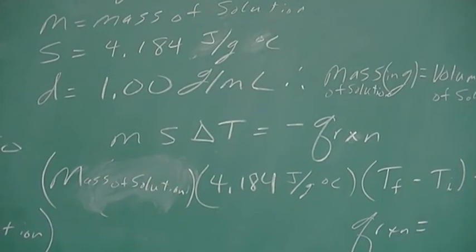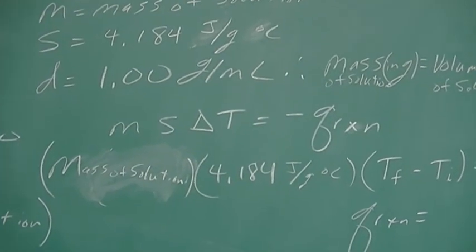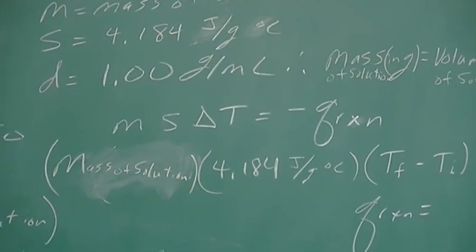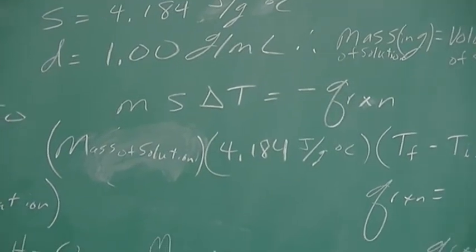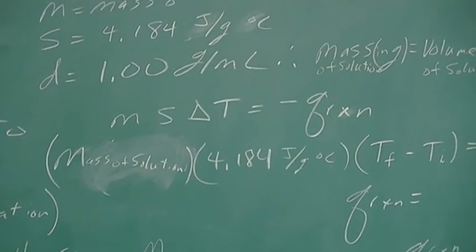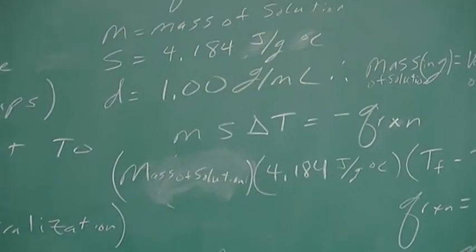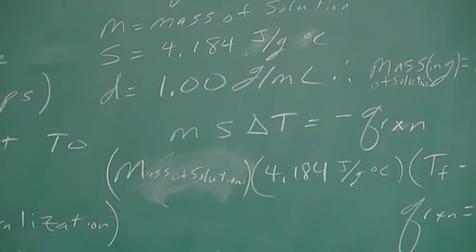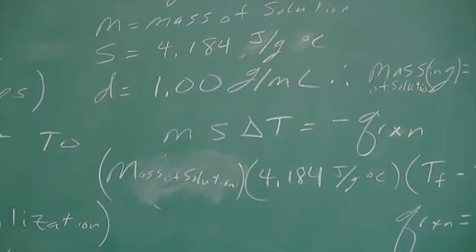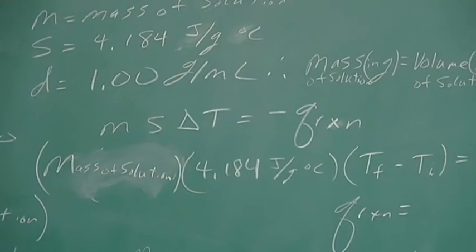For the first one, I remember it, we went from an initial temperature of 19.0 to a final temperature of 24.0. Your mass is positive, your specific heat is positive, your delta T is positive, but note that that is of the solution. That is equal to negative Q.